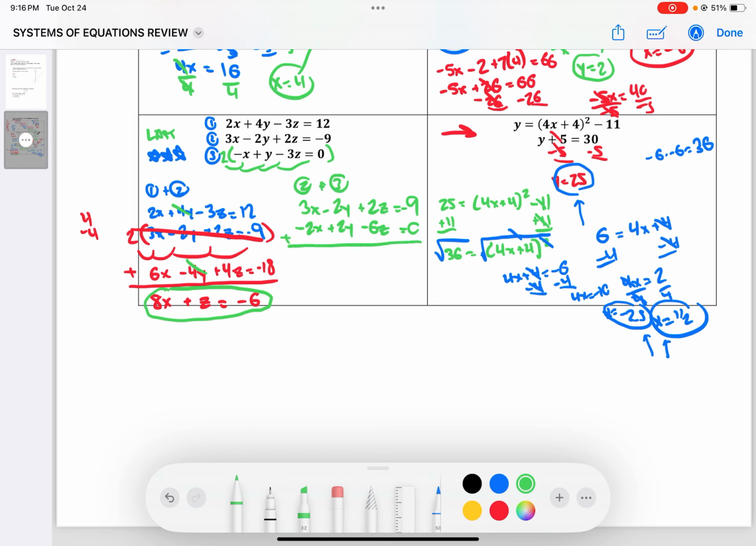Add them up. 3 minus 2 is 1. Y's cancel out as I intended. And 2 minus 6 is negative 4z, and negative 9 plus 0 is negative 9.